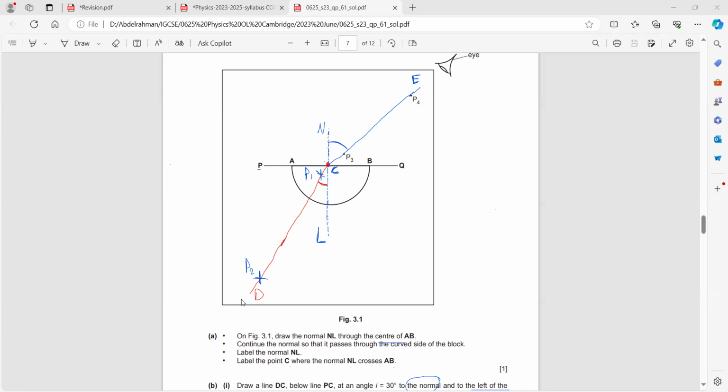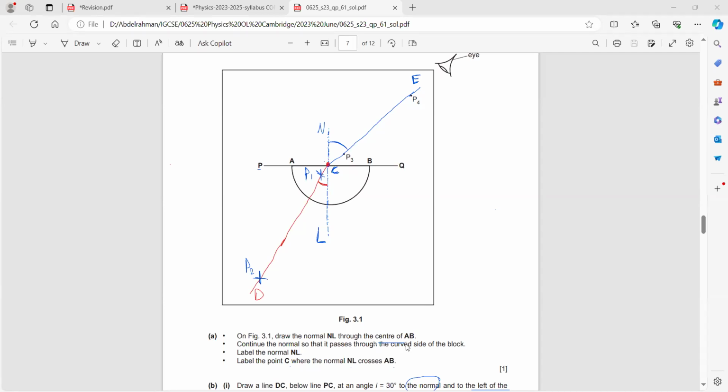For example, let me read quickly through the question. On figure 3.1, draw a normal. I drew a normal through the center of AB. You have to measure the distance between A and B, and you have to draw a normal between them. Draw the normal above and below the line.